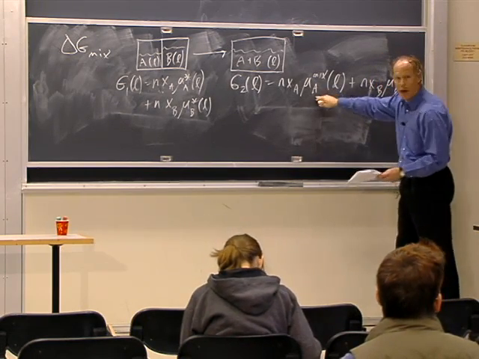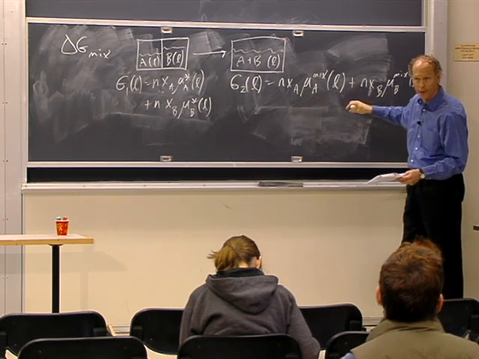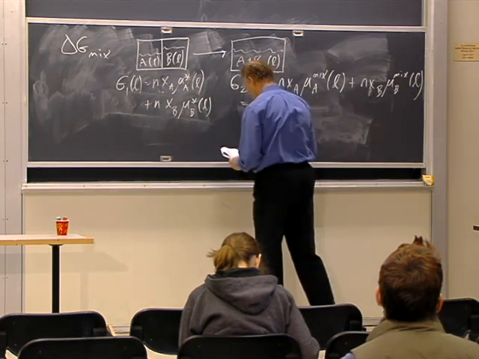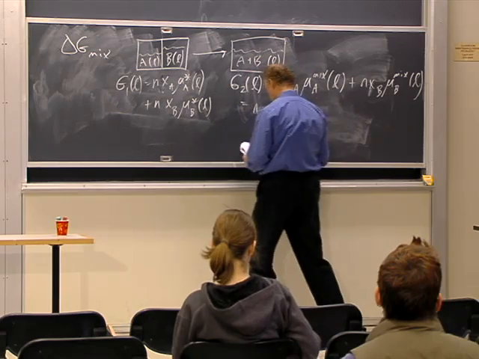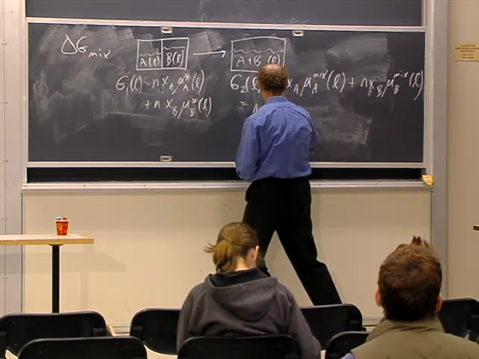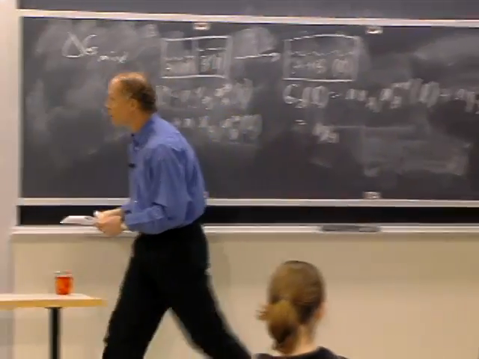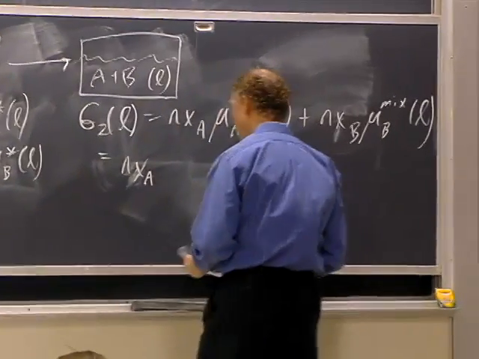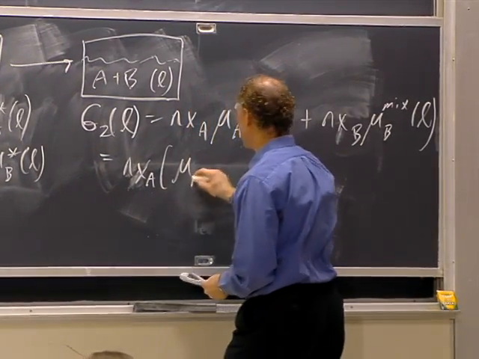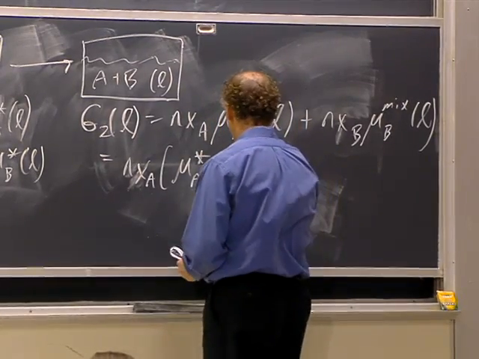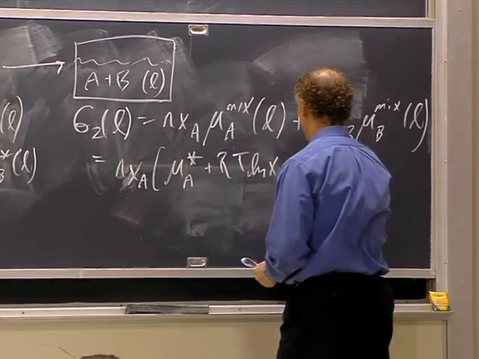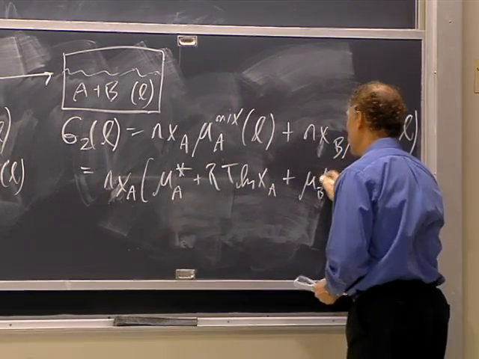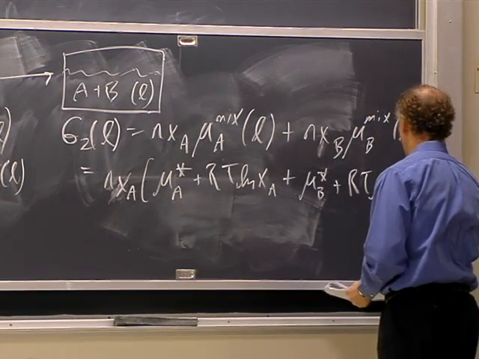But we've just figured out our expressions for mu A and mu B, our chemical potentials of each constituent in the ideal liquid mixture. So this is just N XA. And here's our expression. And of course, these are going to cancel, but let's write it out. So it's mu A star plus RT log XA. And then mu B star plus RT log XB.